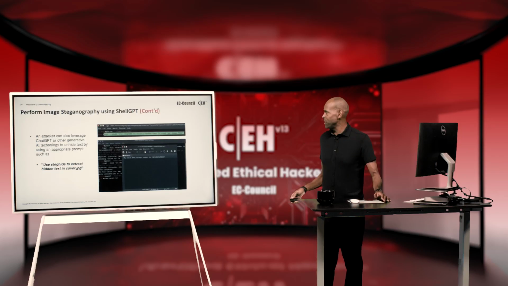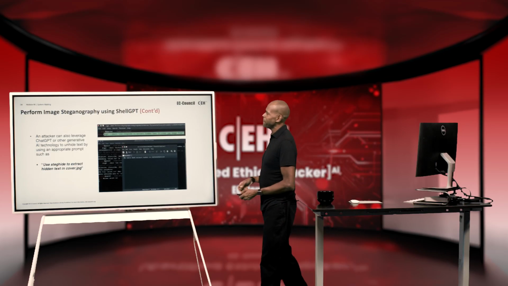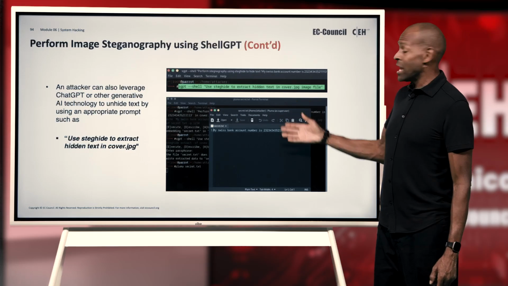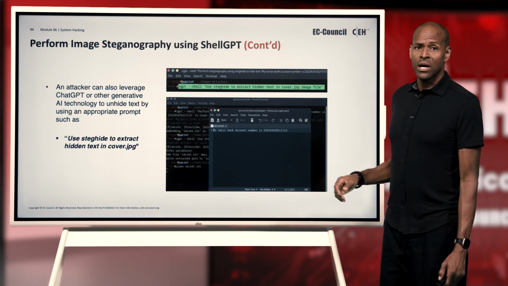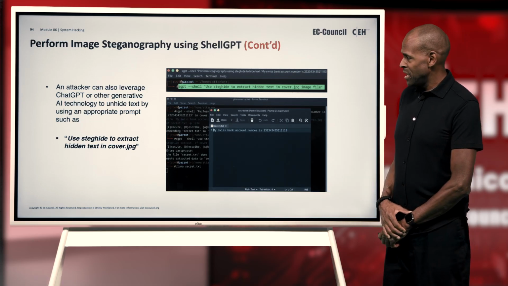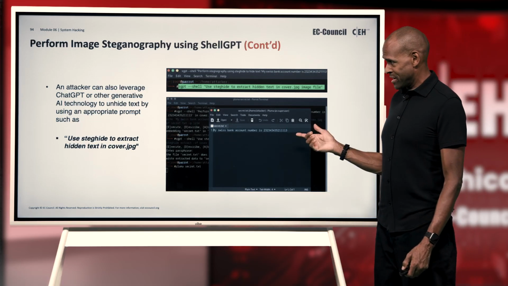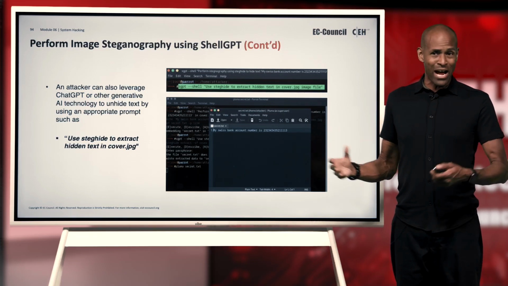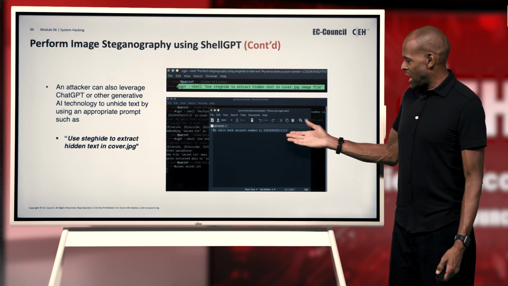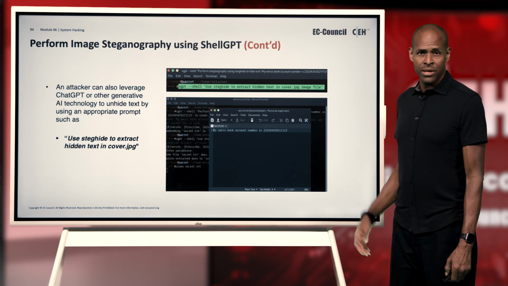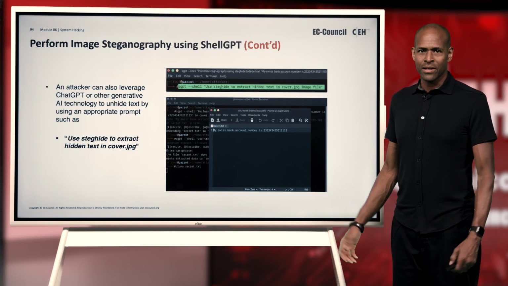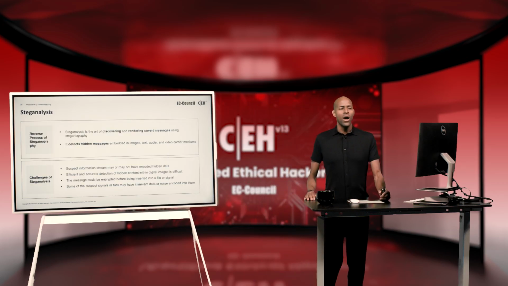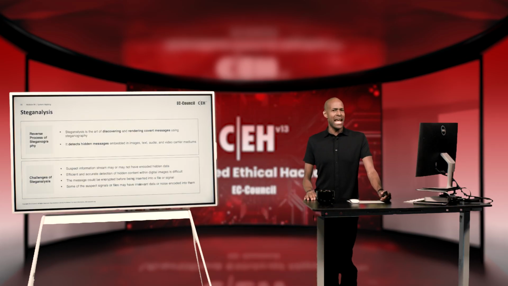All right, so the next thing, we're going to use Shell GPT to do some more steganography. So you can leverage it to do this, and others. There are many other ways to do this. There's so much you can do with these LLMs. Use StegHide to extract hidden text in cover.jpg. So now we're extracting it with StegHide, and sure enough, I'm just so embarrassed that they are using my Swiss bank account on this class. Please only deposit, all right? Just only deposit.